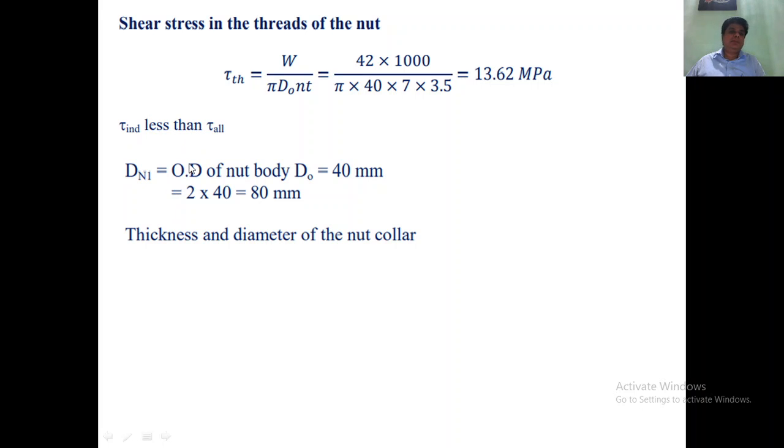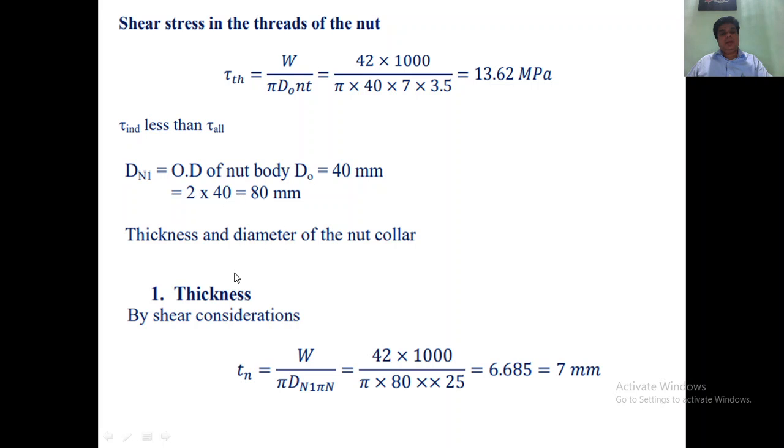Based on this, you can calculate the outer diameter of the nut body, that is 2 times d0. It is multiplied by 2, and the thickness of the nut collar you can get from this equation. It is there in the data handbook. Actually, this is tau here, it's not pi n, it is tau. Based on the shear stress, you can calculate the thickness of the nut collar. It comes to 7 mm.